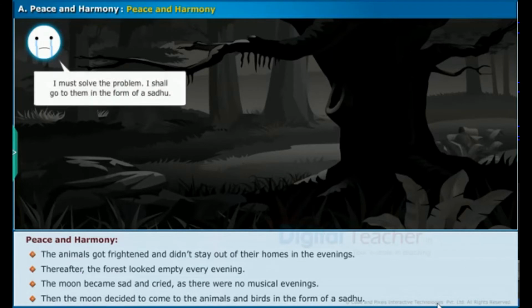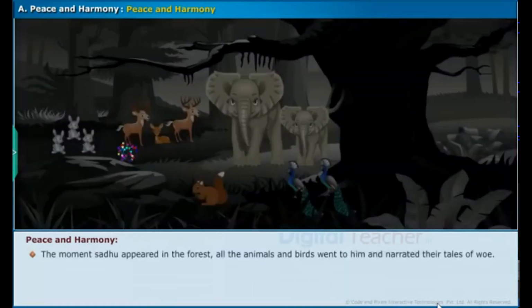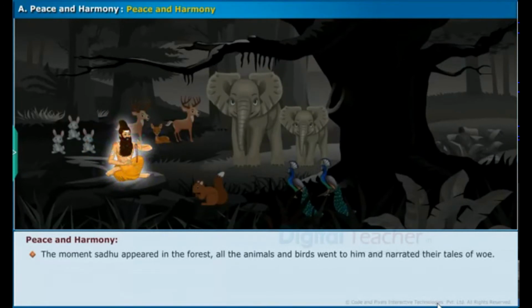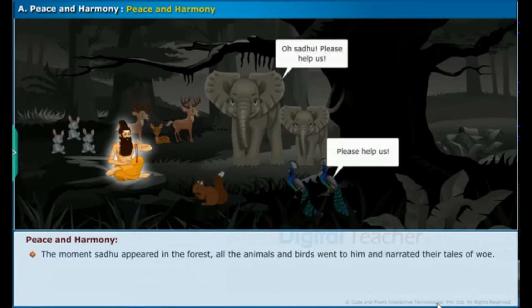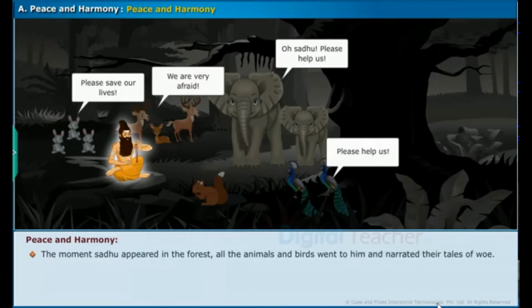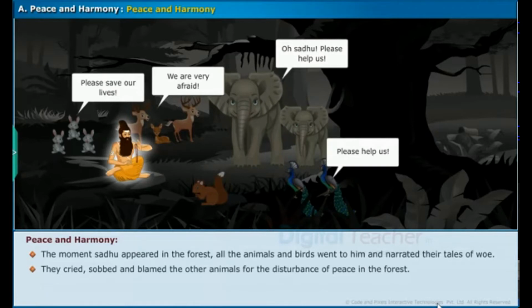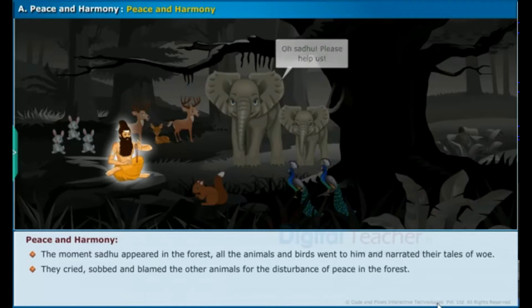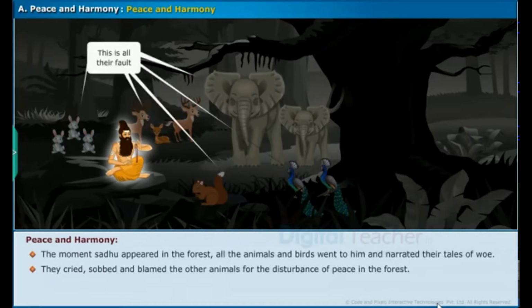"I must solve the problem. I shall go to them in the form of a sadhu." The moment the sadhu appeared in the forest, all the animals and birds went to him and narrated their tales of woe. "Oh Sadhu, please help us. Please save our lives. We are very afraid." They cried, sobbed, and blamed the other animals for the disturbance of peace in the forest. "This is all their fault."